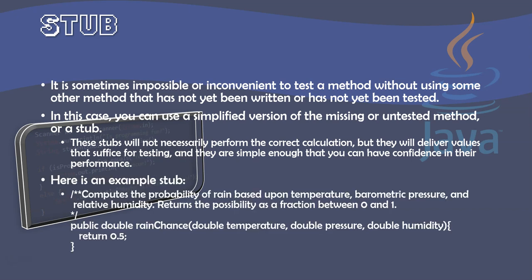So here's an example stub. This one computes the probability of rain based on temperature, barometer pressure, and relative humidity. It returns the probability as a fraction between 0 and 1. So, a public double rainChance, and we have parameters double temp, double pressure, double humidity, and it says return 0.5. Notice there are no actual calculations in here. We simply have an expected value. We know we're going to get a double, so let's just return a double to see if this performs the way we are expecting it to perform.